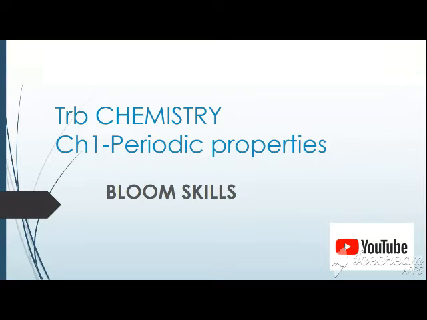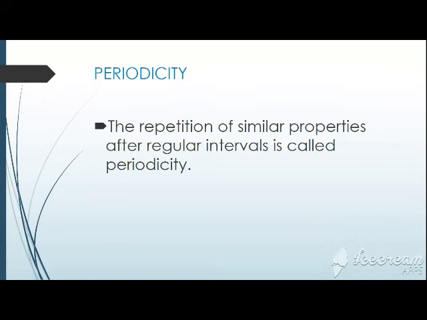But before we begin our concept, let us learn the term periodicity. The repetition of similar properties after regular intervals is called periodicity. That is, you would have noted in the periodic table, you have columns and you have rows. The rows are otherwise called periods. The columns are otherwise called groups.